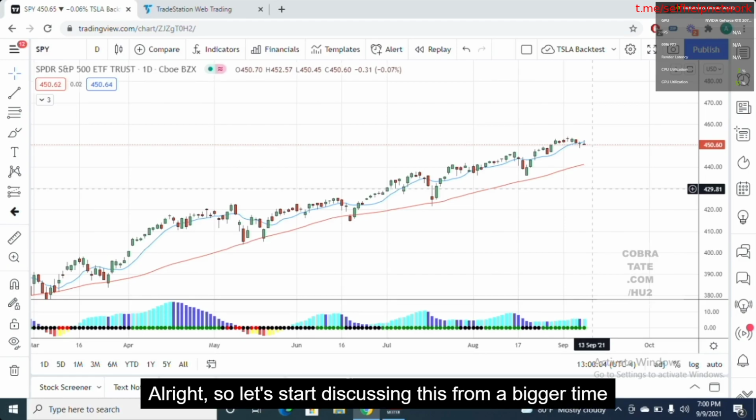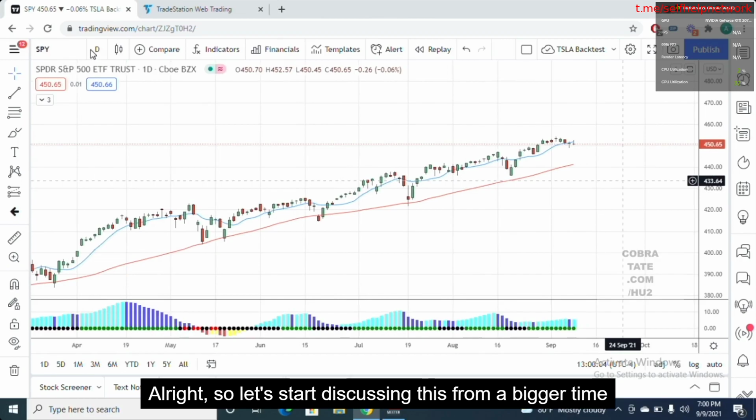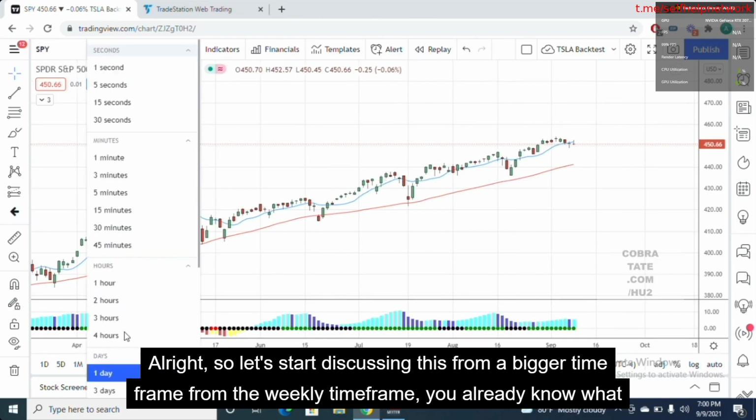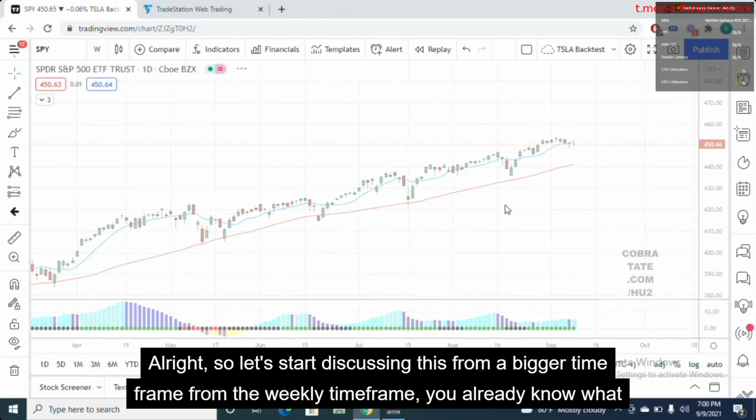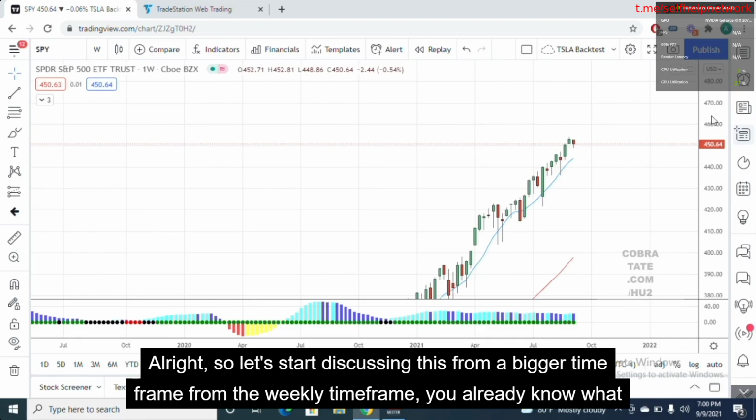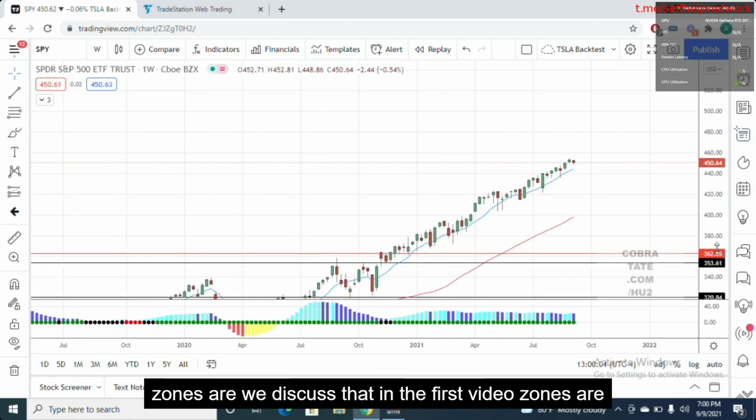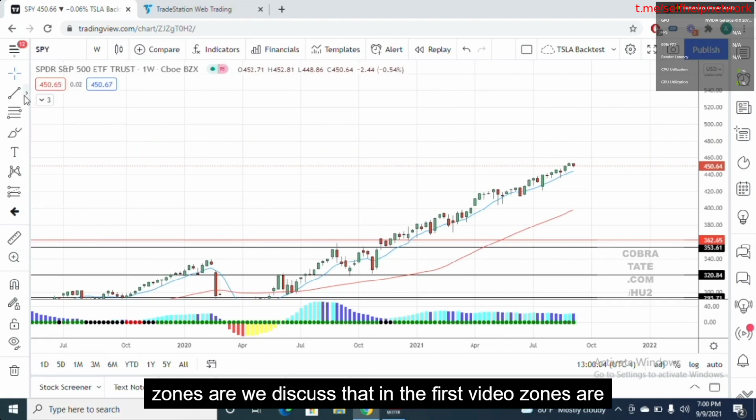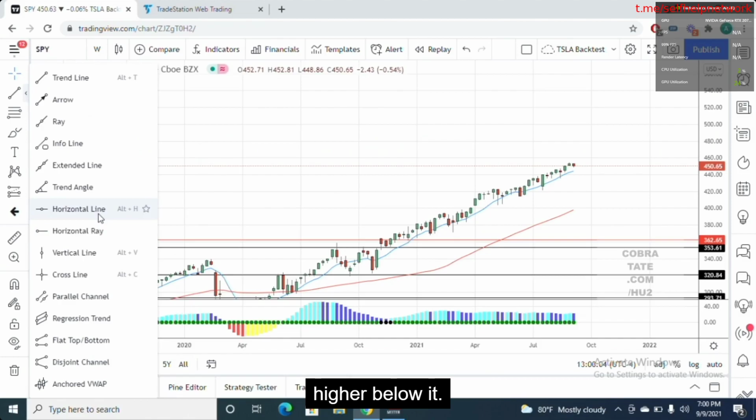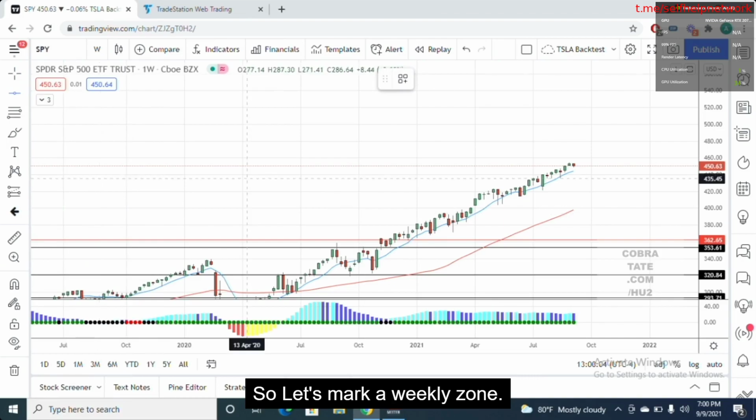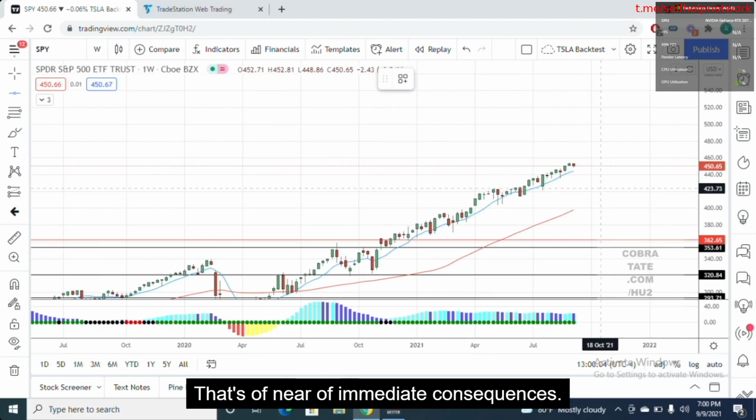All right, so let's start discussing this from a bigger time frame, from the weekly time frame. You already know what zones are. We discussed that in the first video. The zones are important price levels above which the path of least resistance is higher, below which the path of least resistance is lower. So let's mark a weekly zone that's of immediate consequences. It's around 423.